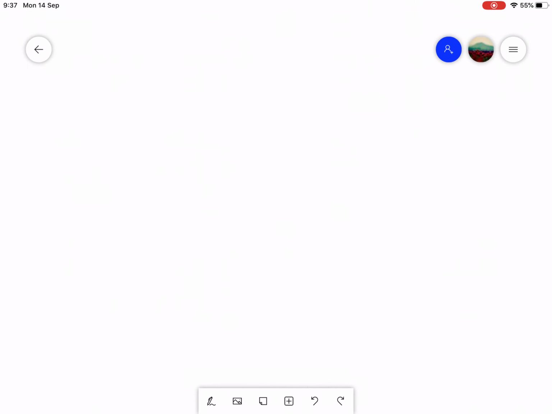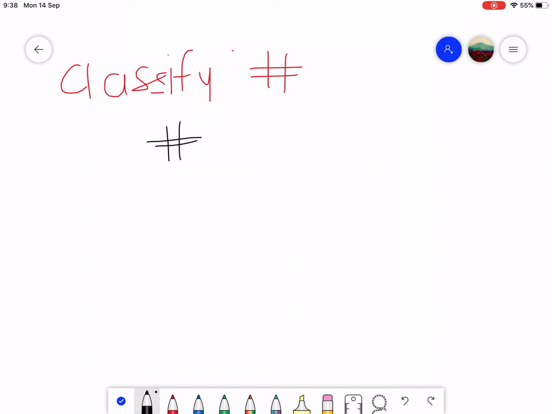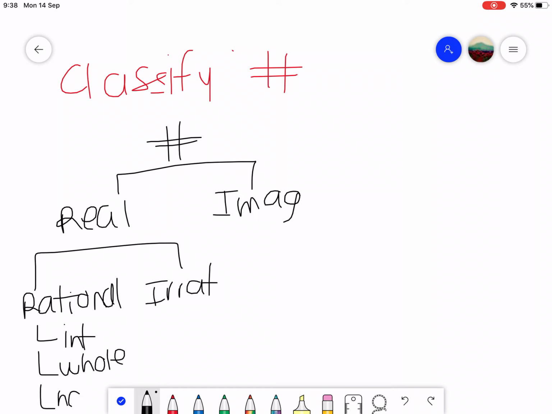Second topic to review. It is gonna be classifying numbers. Now, remember that you had just like a map that says a number can be either real or imaginary, okay? It can be rational or irrational, okay? If it is rational, it can be an integer, it can be a whole number, or a natural number, okay?